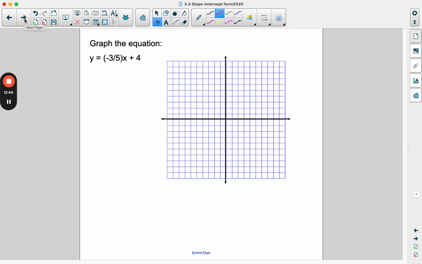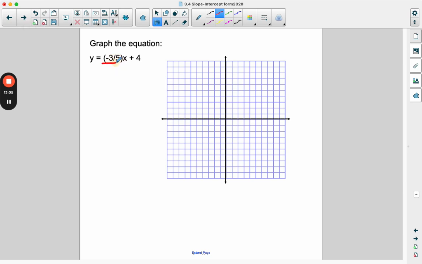We'll do one more together, and then I'll have some for you guys to do on your own. So graph this equation, y equals -3/5 x plus 4. Let me show you how quickly you should be able to do these now. I'm going to talk as I go, so it's going to slow me down a little bit, but you should get a general idea of how quickly you should be able to do this.